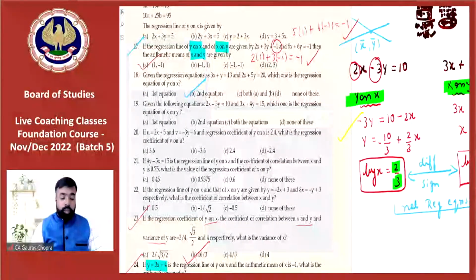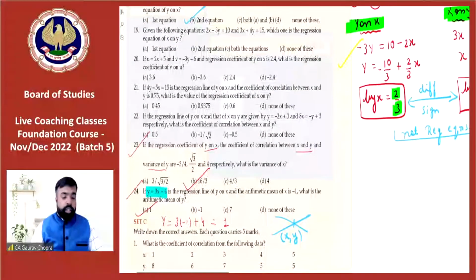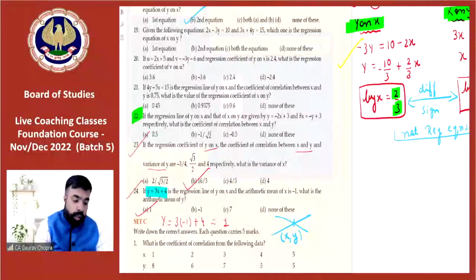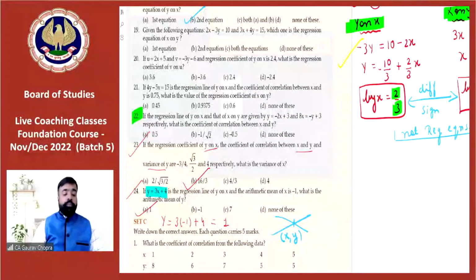Okay, now there is one more similar question. You can solve this question 22, which is based on this only. So if the regression line of y on x and that of x on y are given, there are two regression lines, y on x and x on y. The question is saying clearly this is y on x, this is x on y. And now we have to calculate the correlation coefficient.